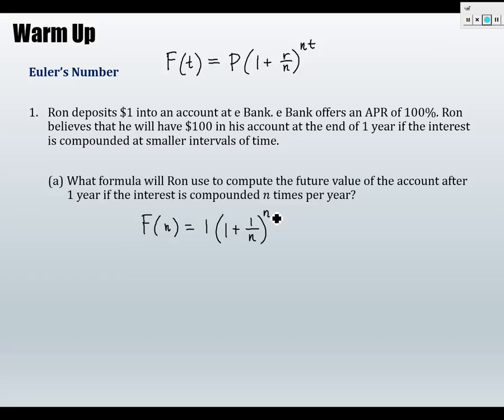If you haven't started yet, start filling out that table. Tell me how much money he would have if he invested just what it says here: $1, 1 year, 100% interest. If N happened to be 1 for the first one, I'll do it for you. If N is 1, you get 2. You're welcome. The rest you can do. You might need a calculator. Someone at your table will need one, and you'll have to figure out how many minutes are in a year.